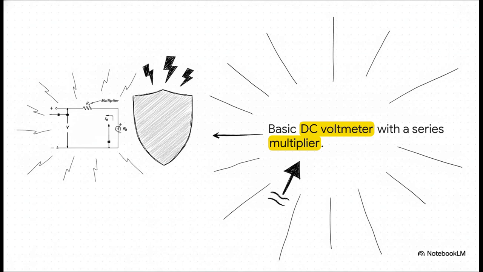Well, looking at this basic DC voltmeter schematic, notice our delicate D'Arsonval movement over on the right. To protect it, engineers add that armor we talked about in the form of a series resistance. This is called a multiplier.